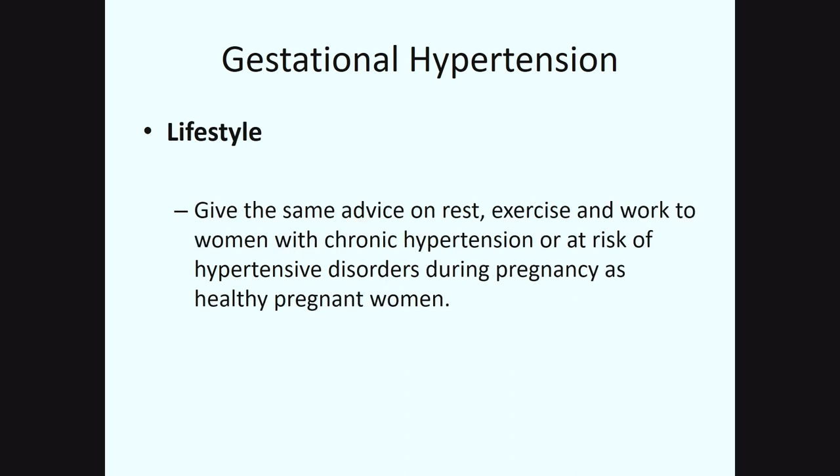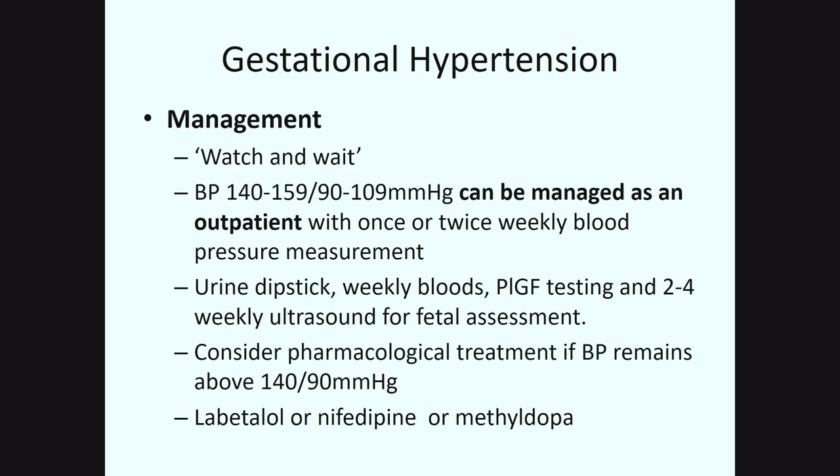And lifestyle: give the same advice on rest, exercise, and work to women with chronic hypertension or at risk of hypertensive disorders during pregnancy as to healthy pregnant women. And we'll come to the management of gestational hypertension. There are two vast aspects. One is watch and wait, the other one is treat. Watch and wait means that if a pregnant mother with gestational hypertension comes with a blood pressure of 140/90 and less than 160/110, she can be managed as an outpatient with once or twice weekly blood pressure measurements.